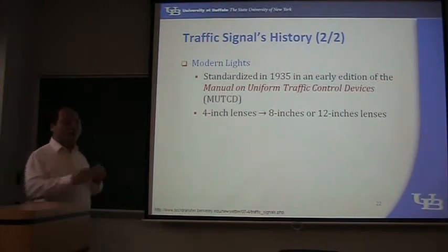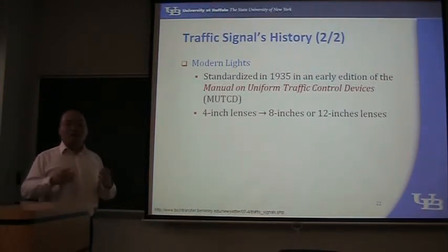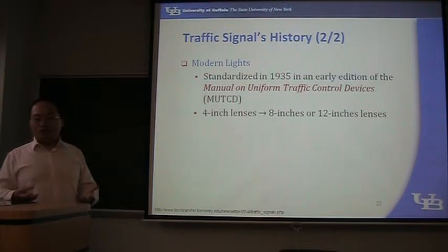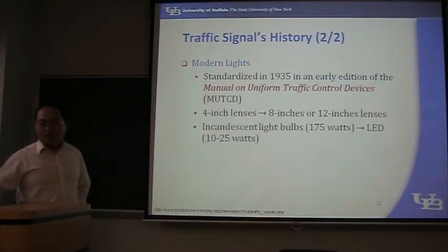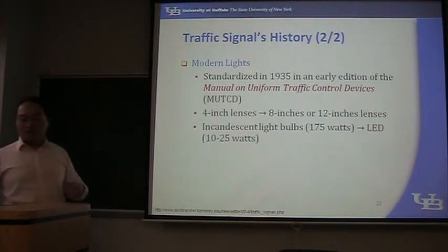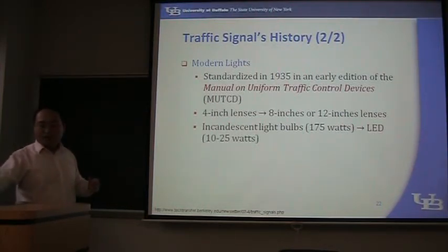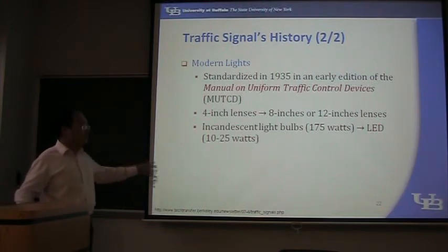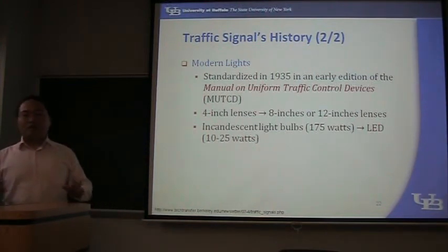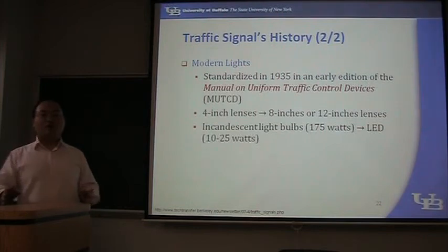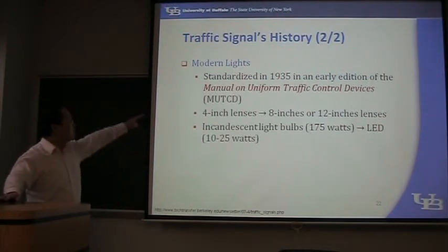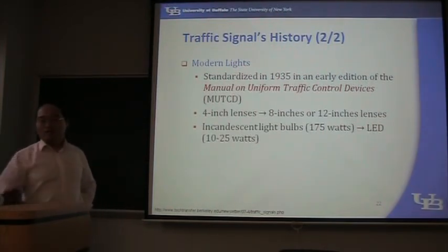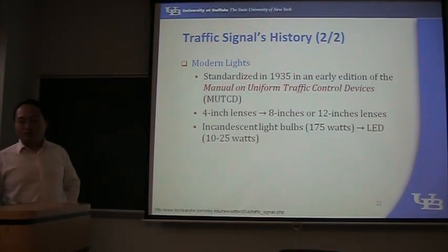In the beginning, they used 4-inch lenses. In modern days, they use 8-inch or 12-inch lenses. And in the beginning, they were using incandescent light bulbs, which consume a lot of electricity, but now they changed to LED, which consumes less electricity. But basically, the idea of four-way, three-color signal was standardized in 1935. So that's the brief history of traffic signal.